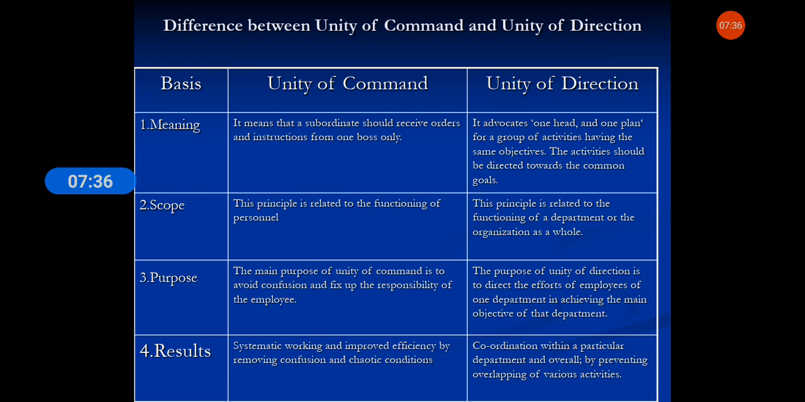Under unity of command, the result is systematic working and improved efficiency by removing confusion and chaotic conditions. And under unity of direction, the results are coordination within a particular department and overall, by preventing overlapping of various activities.